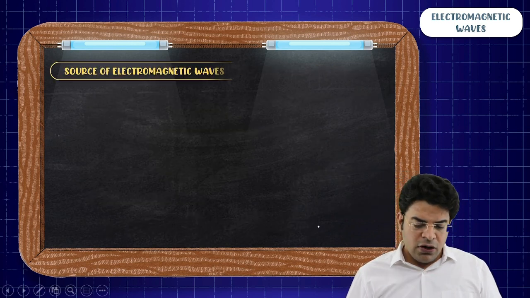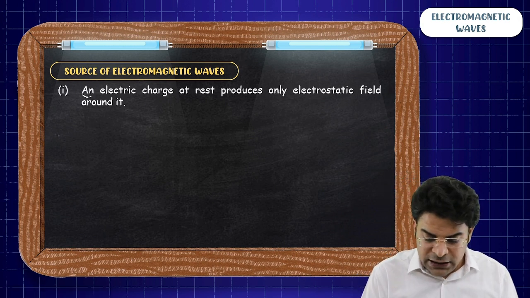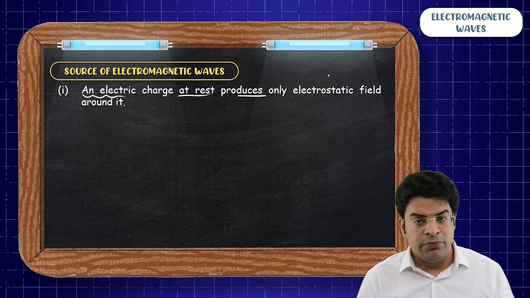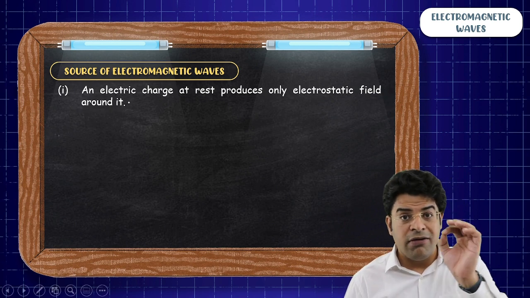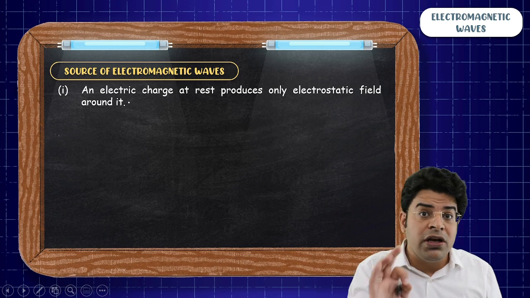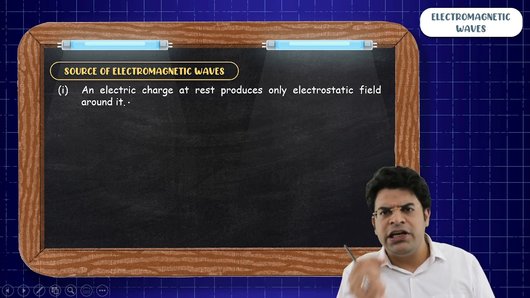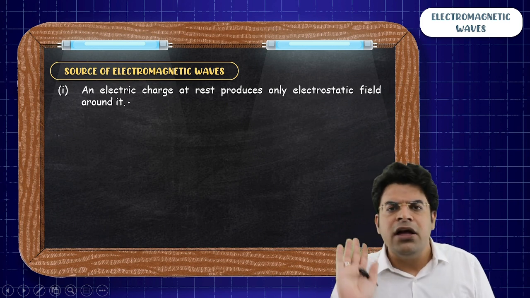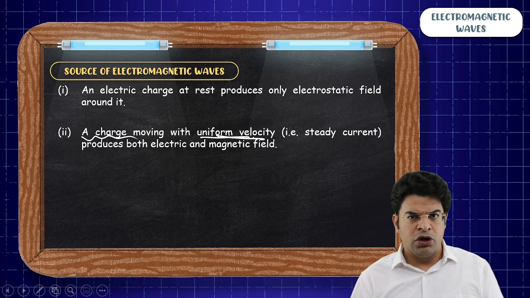Now we will talk about sources of electromagnetic waves. We know that an electric charge at rest produces only an electrostatic field around it. So if you have a charge at rest, it produces only electrostatic field lines. The electrostatic field lines originate at a positive charge and they terminate at a negative charge. A charge moving with uniform velocity, constant velocity.